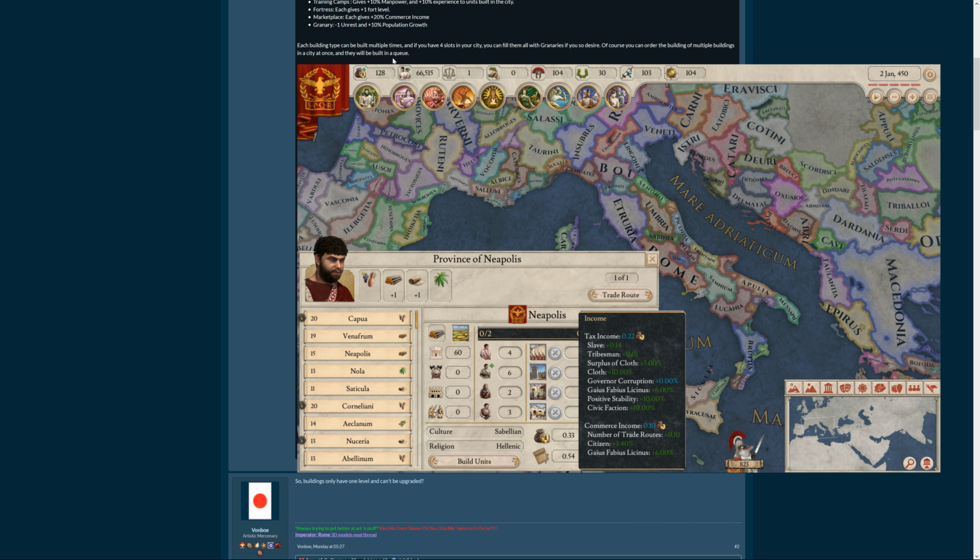And then we have, again, Gaius Fabius Licinus, probably he's level 3 or level 6 or whatever. That is adding 6% to the commerce income of plus 0.10. So it's probably plus 0.106 or something. And maybe culture and religion could also add something.